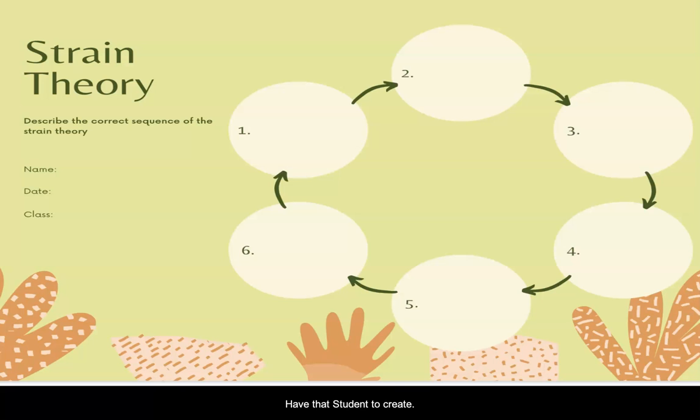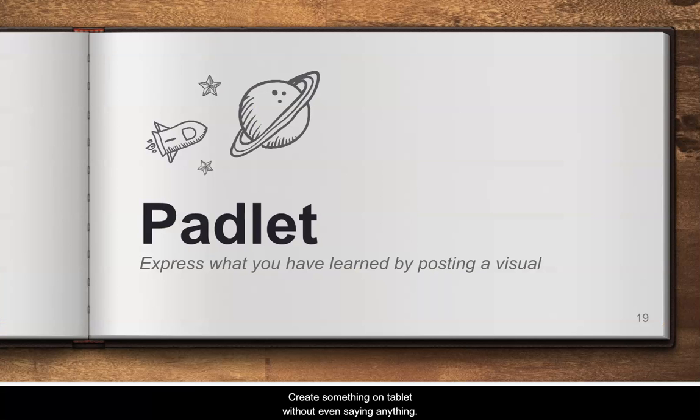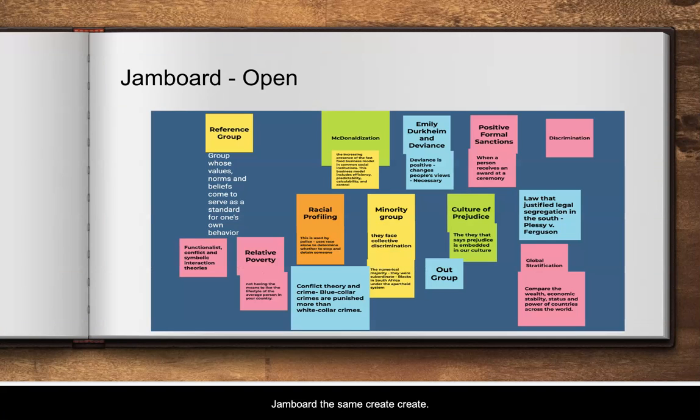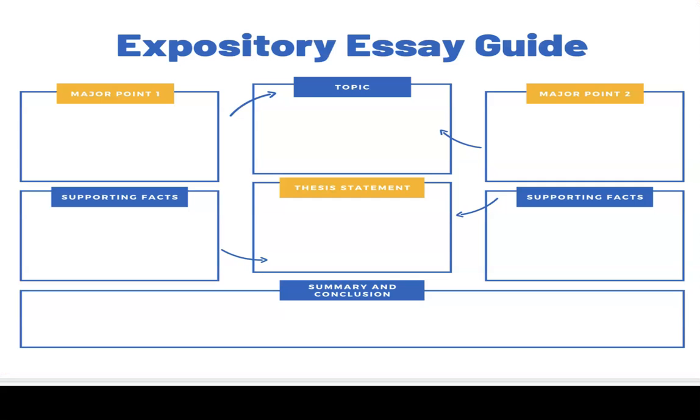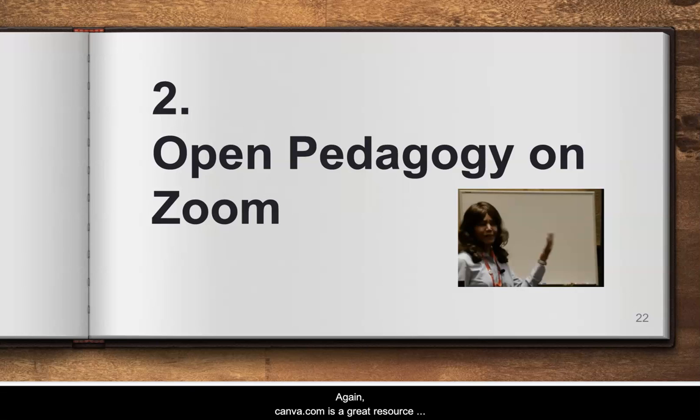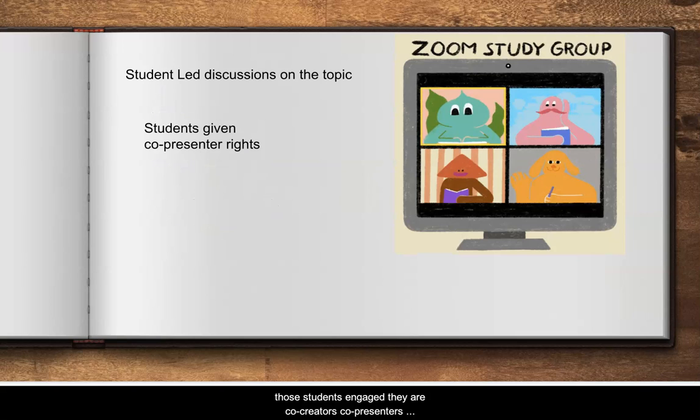Have that student create something on Padlet without even saying anything. Find a picture, post it. Jamboard, the same. Create, and have them explain information. Again, Canva.com is a great resource that we can use in this open pedagogy on Zoom. Have those students engage. They are co-creators, co-presenters of information.